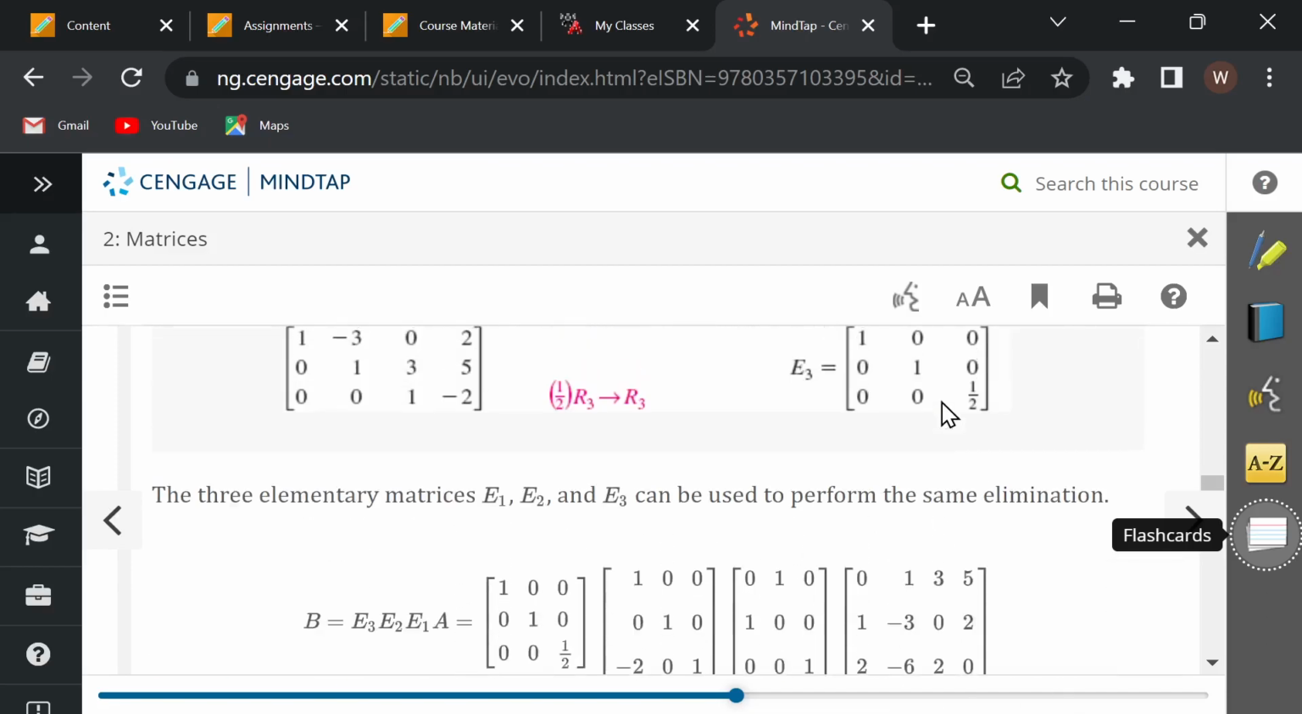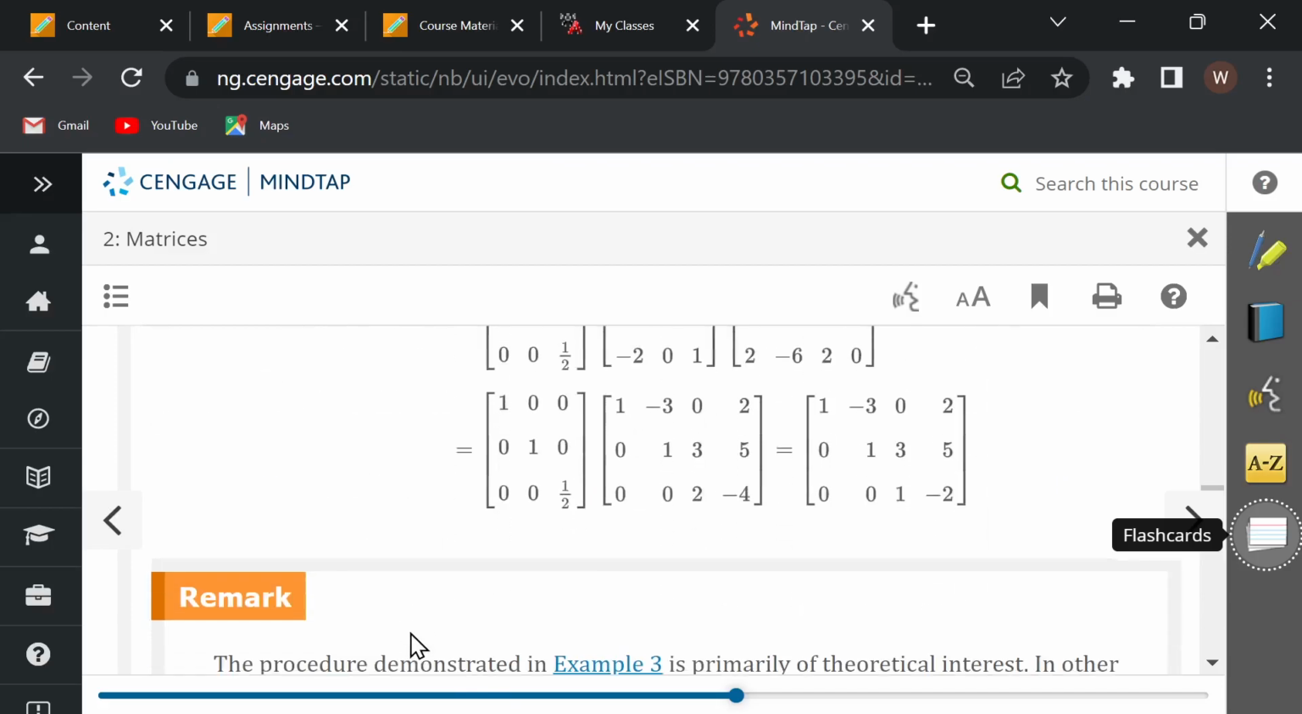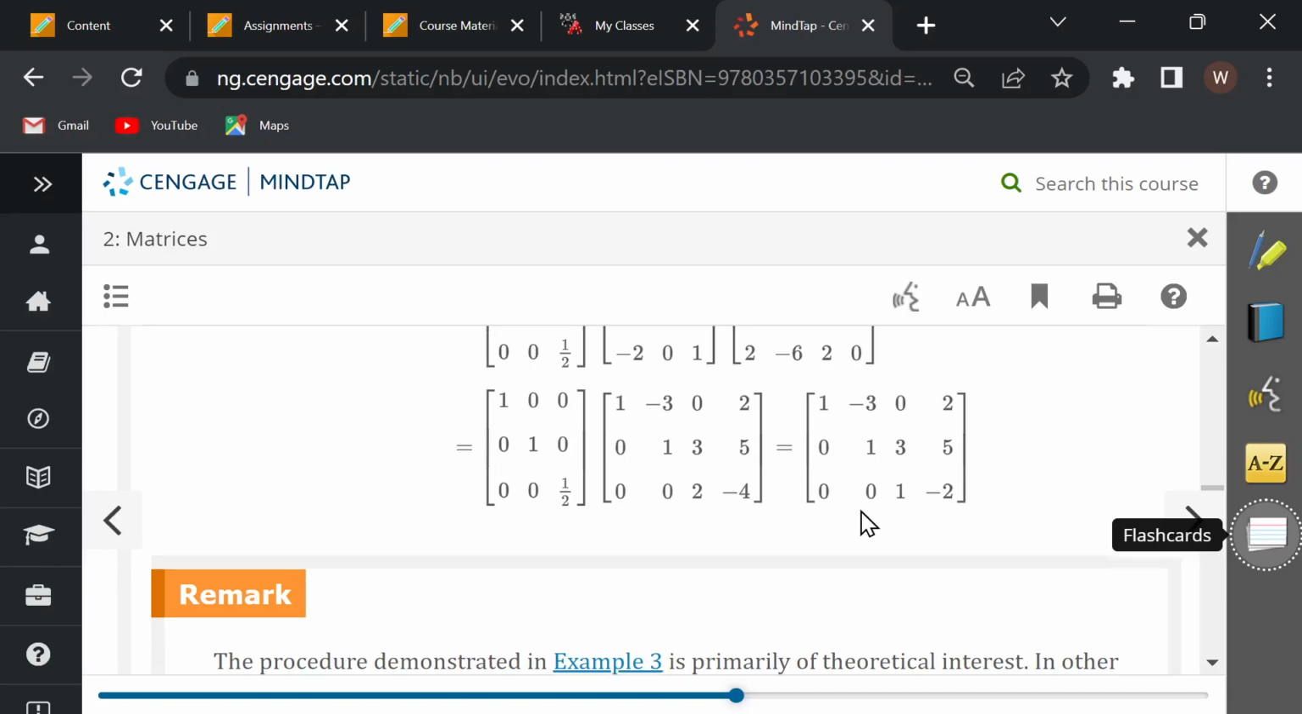So this means perform E1, then E2, then E3, which gives us the same result as if we perform the row operations, which is our matrix in row echelon form. Okay? All right, so this is where we'll start on Thursday.